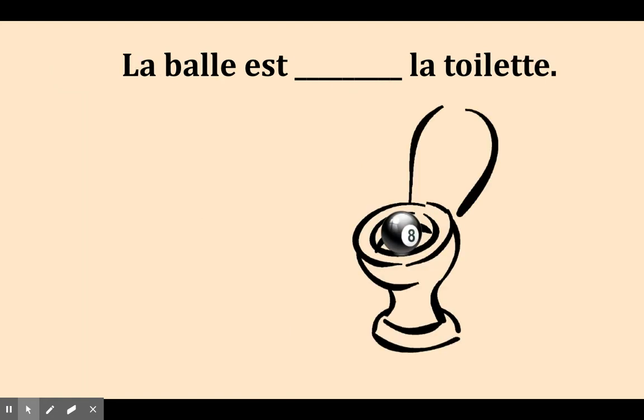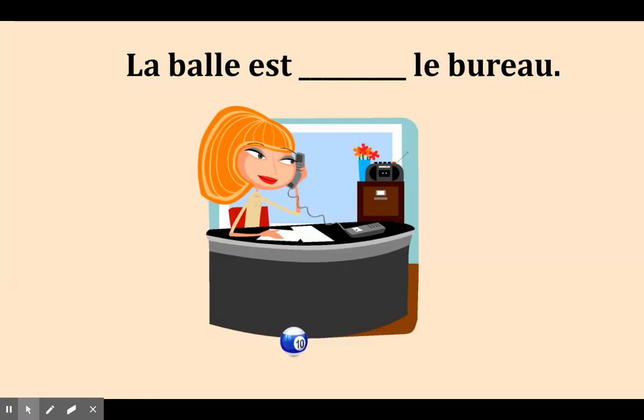Excellent. Try the next one together. Uh-oh, the ball is in the toilet. La balle est dans la toilette. Répétez, la balle est dans la toilette. Excellent. La balle est dans la toilette. You do not want a ball in your bathtub, on your toilet, that's for sure.